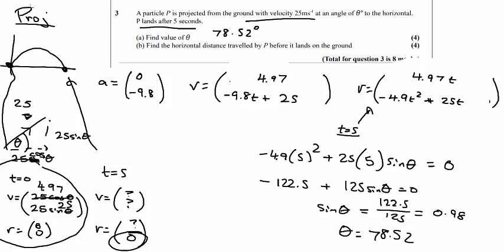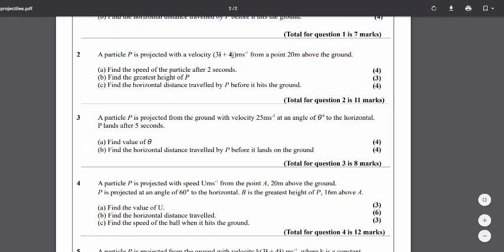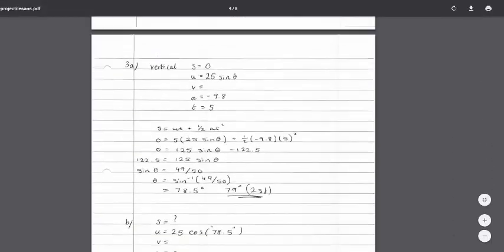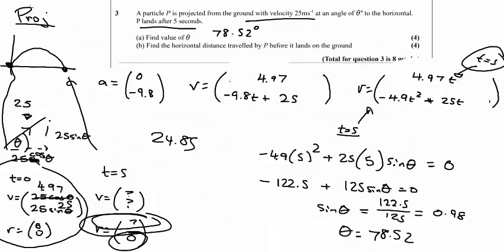So what we're trying to find is the horizontal distance travelled by P before it lands on the ground. So we just want that one. We're going to put t equals 5 into here. So it should just be 4.97 times 5, 24.85. Let me make sure no errors. Yeah, okay, 24.85. Basically correct. That's question 2.